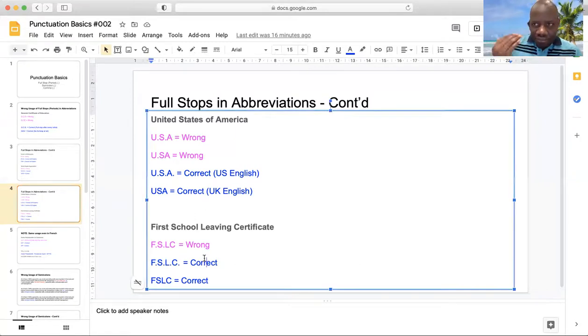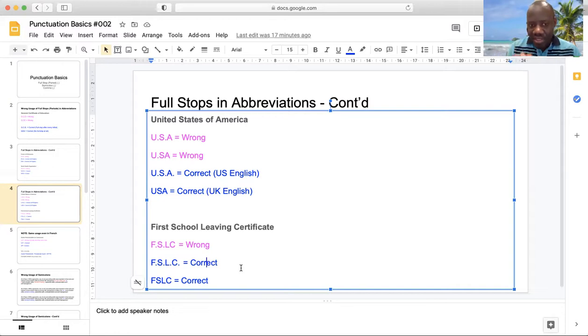Same thing, to go back to the example of Cameroon, which I gave with the General Certificate of Education, the GCE, we also have a certificate in Cameroon called the First School Leaving Certificate. People use this abbreviation a lot of times, and this is wrong. If you have a full stop after F and S and none after L and C, it is wrong. As soon as you choose to use full stops, you must use full stops after all these letters, so that the correct one can only be F full stop, S full stop, L full stop, and C full stop.